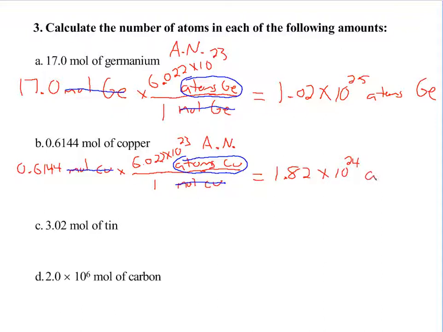Oh, let's go back a second. I am writing the wrong answer down. It's alright, not the first time or last time that will happen. So everything here is set up correctly still, but the correct answer for this is 3.70 times 10 to the 23rd atoms of copper. The next two problems, C and D, I want you to try on your own.